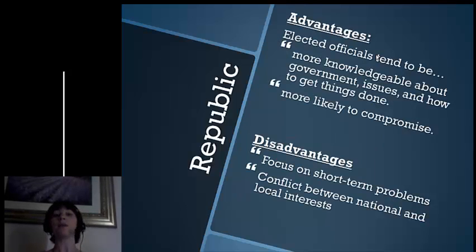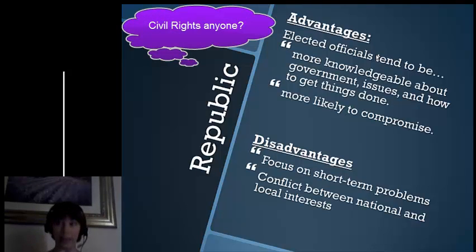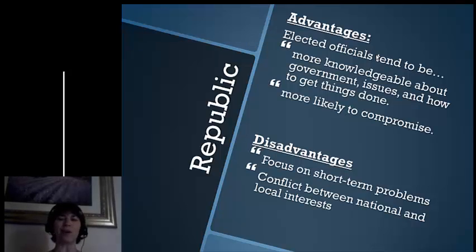Alright, good things about republics. You usually wind up getting people who are more knowledgeable, who are better prepared to deal with the issues and the intricacies of how you get things done. And they're more likely to compromise. So the minority is more likely to be protected in a republic than they are in a democracy. Bad things: it tends to fix short-term problems, not long-term problems. And you wind up having to deal with conflicts between national goals and local interests.